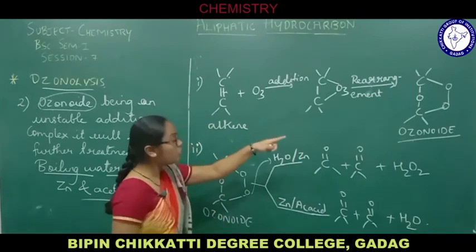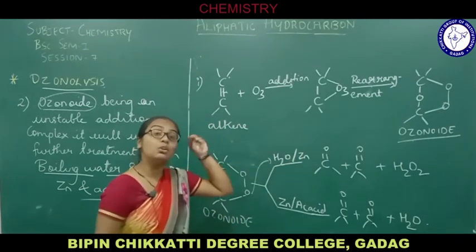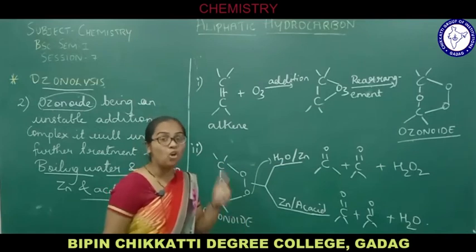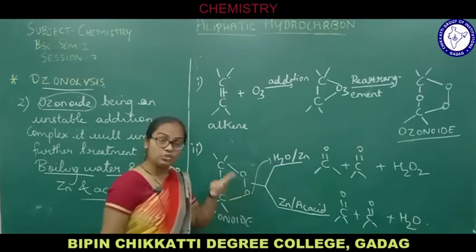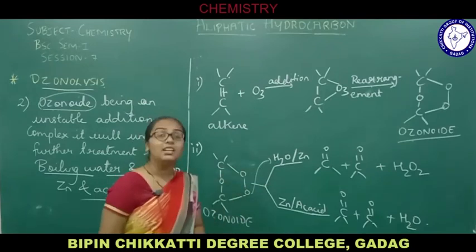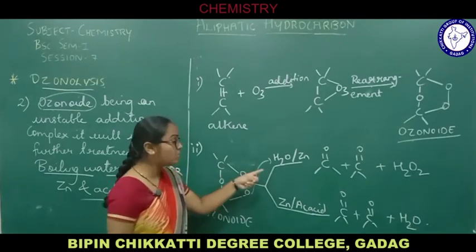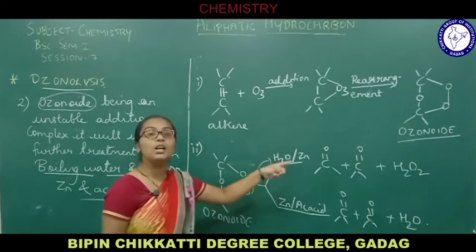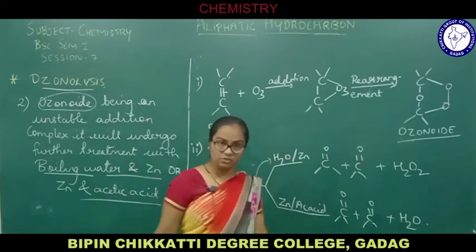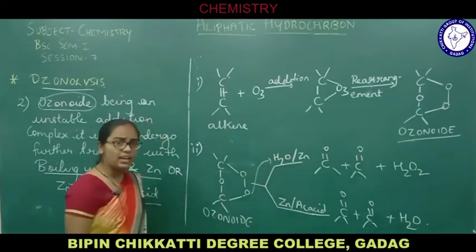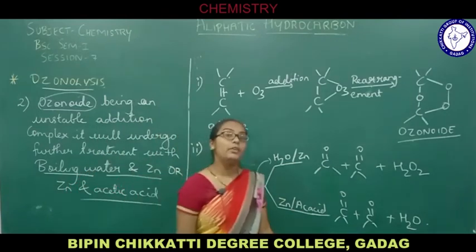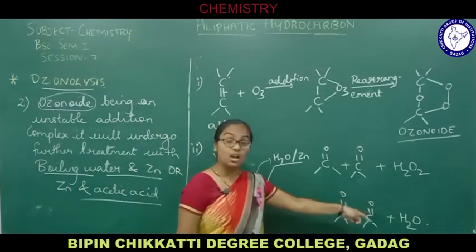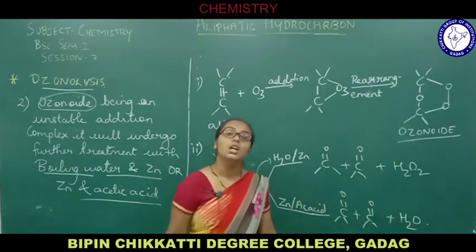The ozonoid which has formed is quite an unstable addition complex. It will further undergo treatment in two ways. First, if it is treated with boiling water and zinc, it will form carbonyl compounds and hydrogen peroxide. In the second way, if the ozonoid is treated with zinc and acetic acid, it will form carbonyl compounds along with water.